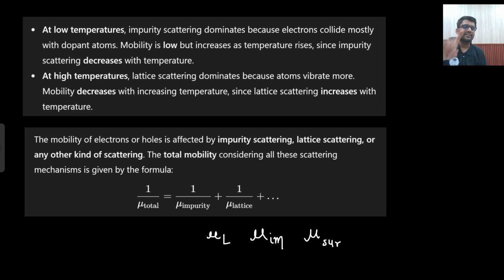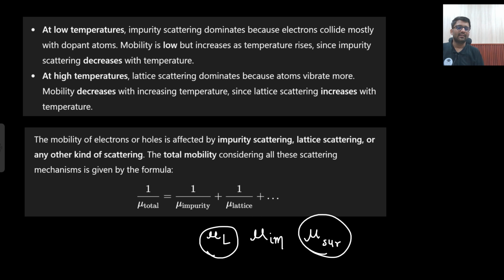So with respect to different scattering, at some temperature only lattice scattering will be dominating. At some temperature, only impurity scattering will be dominating. At some temperature, only surface scattering will be dominating. So because of only the lattice scattering, your mobility is mu L. Because of only the impurity scattering, your mobility is mu I. And because of only the surface scattering, your mobility is mu surface.